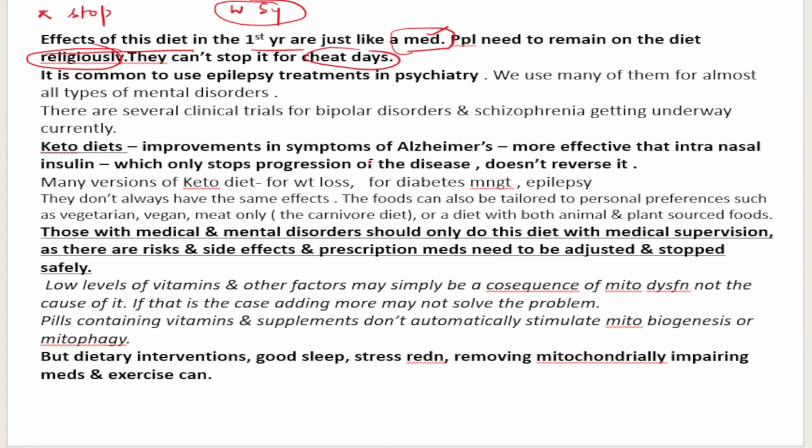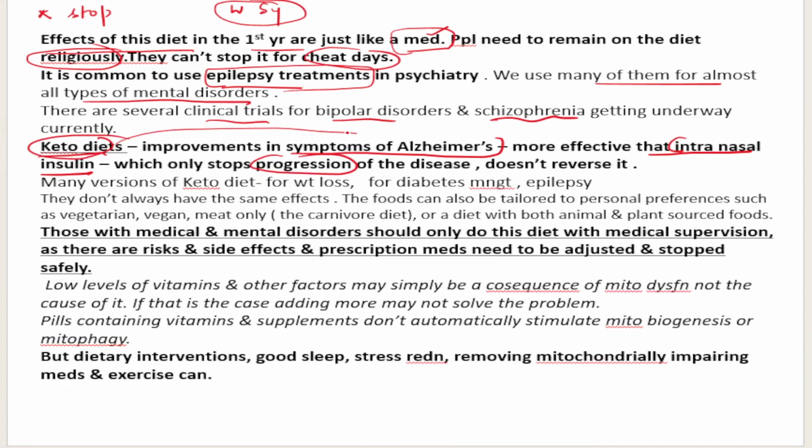Now, this diet was earlier used as a treatment for epilepsy, and it is common to use epilepsy treatments in psychiatry. We use many of them for almost all types of mental disorders. There are several clinical trials for bipolar disorder and schizophrenia getting underway currently. Ketogenic diets have led to improvements in symptoms of Alzheimer's disease also. And it has proved to be more effective than intranasal insulin, because intranasal insulin only stops the progression of the disease, but ketogenic diets have even been able to reverse the disease.